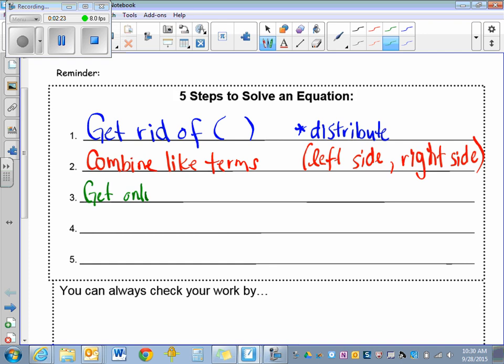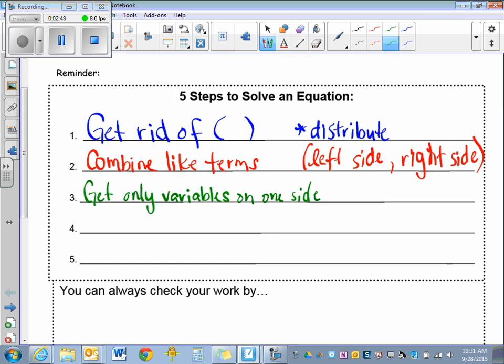Get only variables on one side. Right, get only variables on one side. So variables on one side, everything else on the other. Our constants, the numbers without variables, those are called constants on the other side.